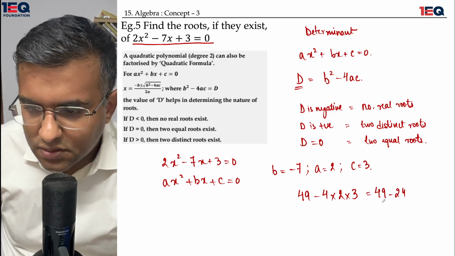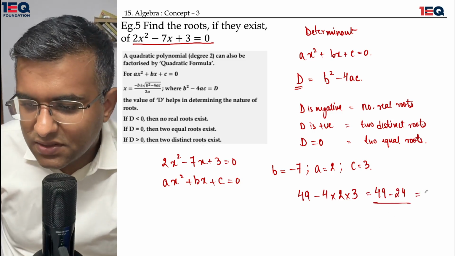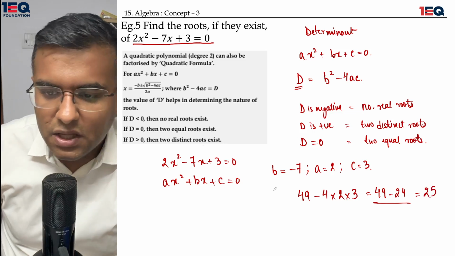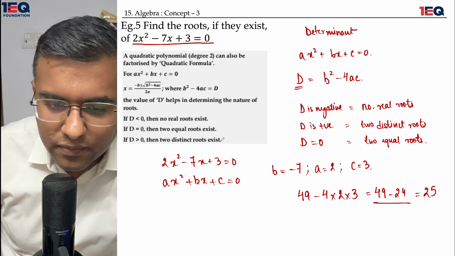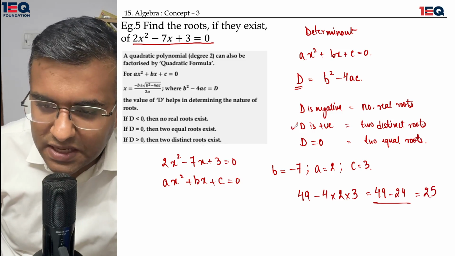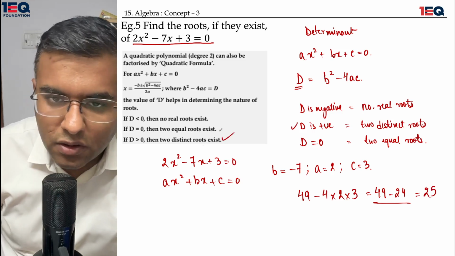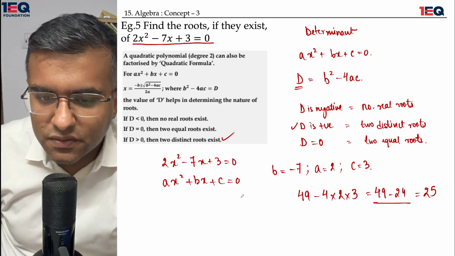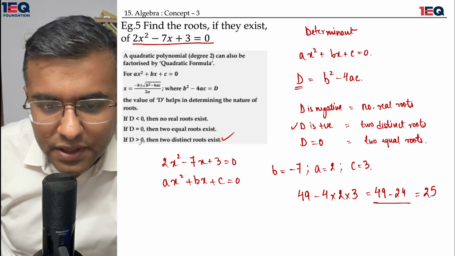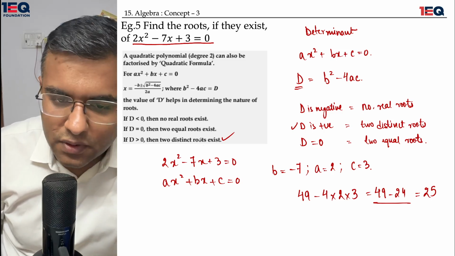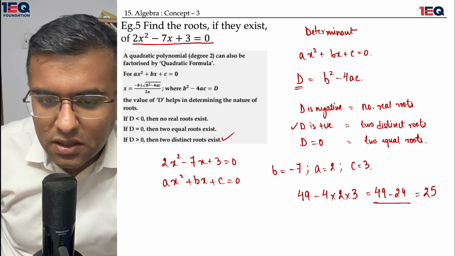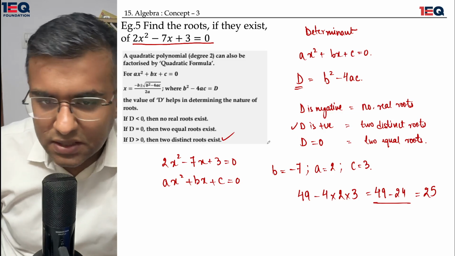49 minus 24 is equal to 25. This falls in the second category, which I have mentioned as my second category, and third category according to the snippet which is attached over here. The determinant is greater than 0. It means it has two distinct roots.